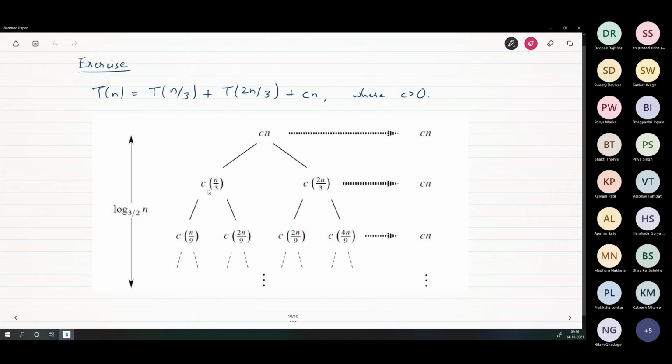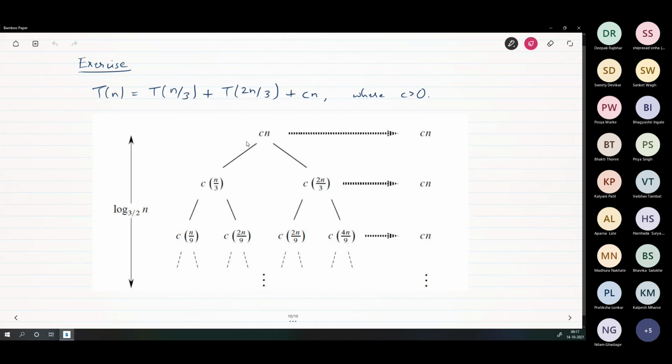Now try to repeat this. Repeat this for T of n by 3 and you will get T of n by 9 plus T of 2n by 9, with costs C times n by 9 and C times 2n by 9, and similarly C times 2n by 9 and C times 4n by 9. These are the two terms that you get for each of these when you expand. You will have to write the tree at least up to the 0th level, first level and second level to understand what is going on. Now if you add these costs, you will again get Cn. So it should be clear that at every level the total cost is going to be Cn.